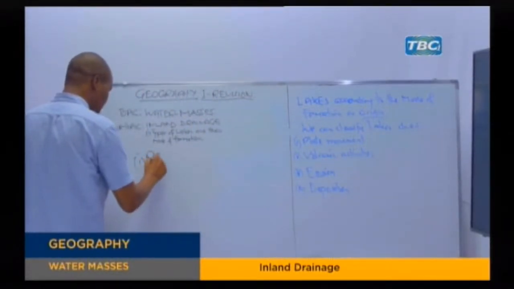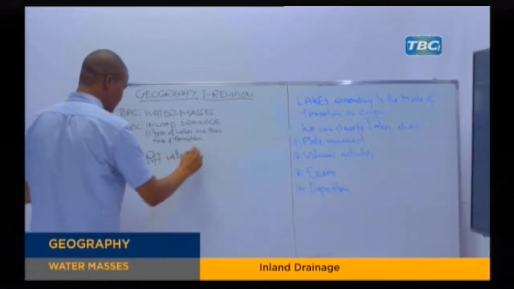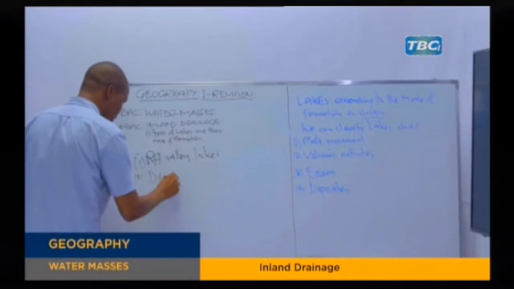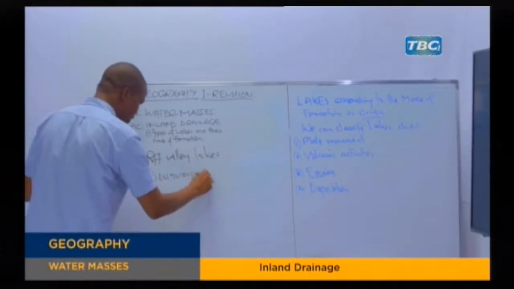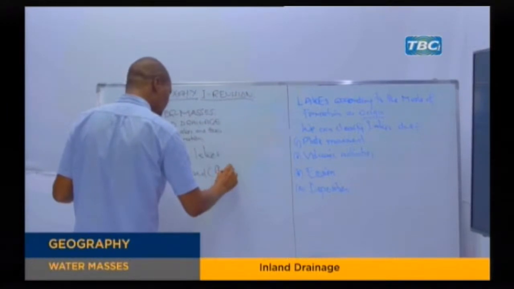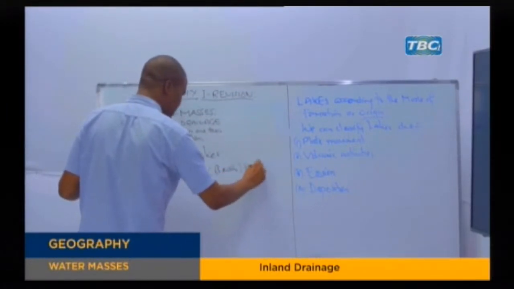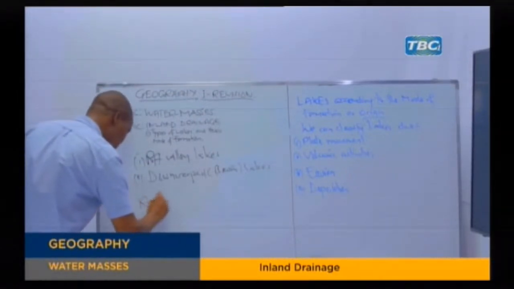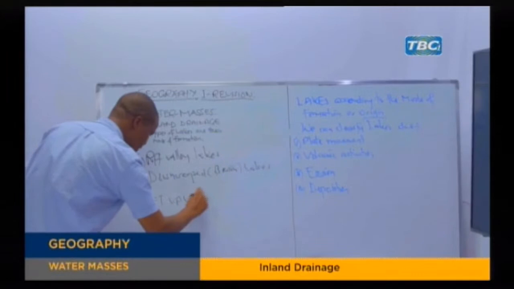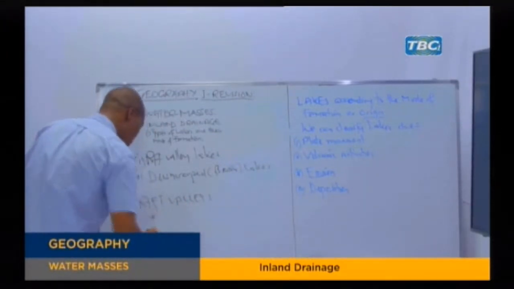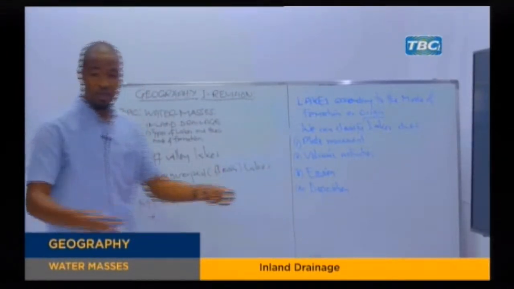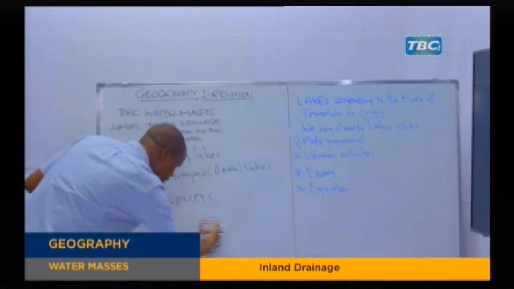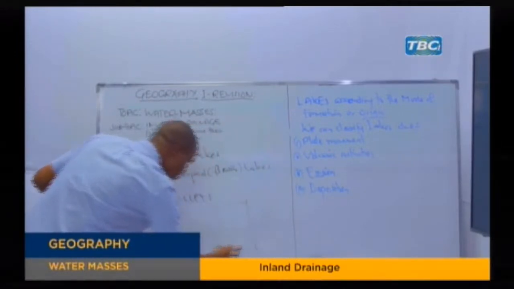We have two types of earth movement lakes. We have the Rift Valley lakes and the downwarped, sometimes we call them the basin lakes. Okay, so let's start with Rift Valley lakes. These are the lakes formed when the land surface is moved away from each other, caused by the lateral forces known as the tensional forces.